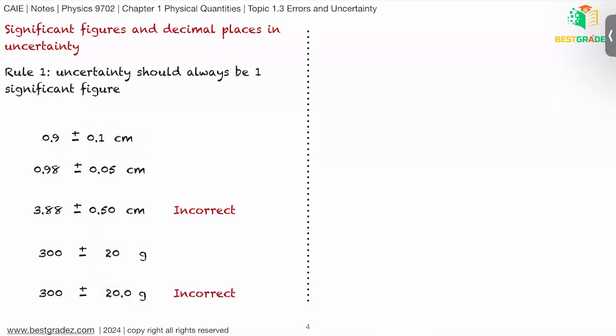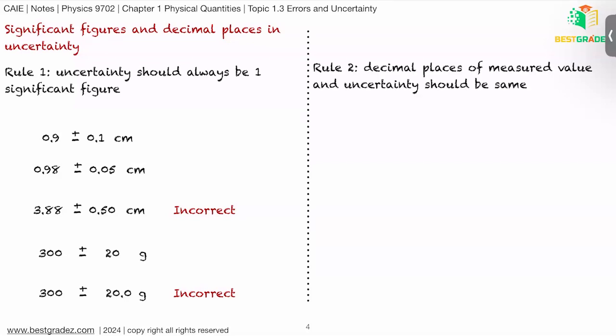The second rule we apply is that the measured value and uncertainty should have the same decimal place. So if this is 1, then this should be 1 decimal place. These should match at any cost. If they don't match, we have to round off something, but we have to make them equal. We have to fix this.